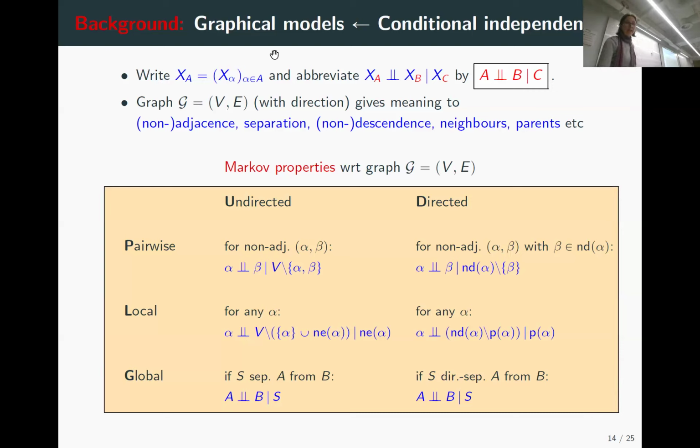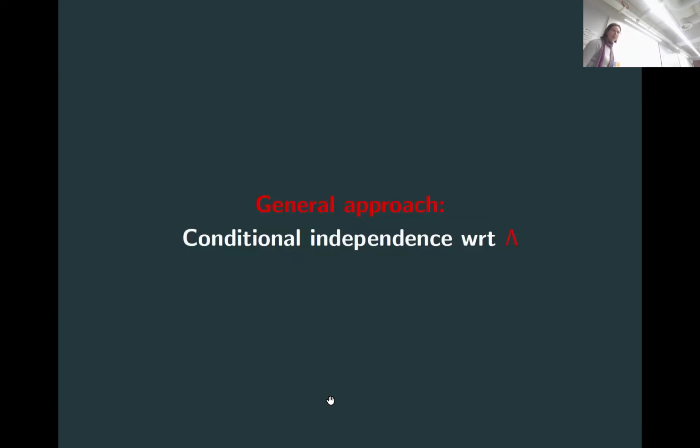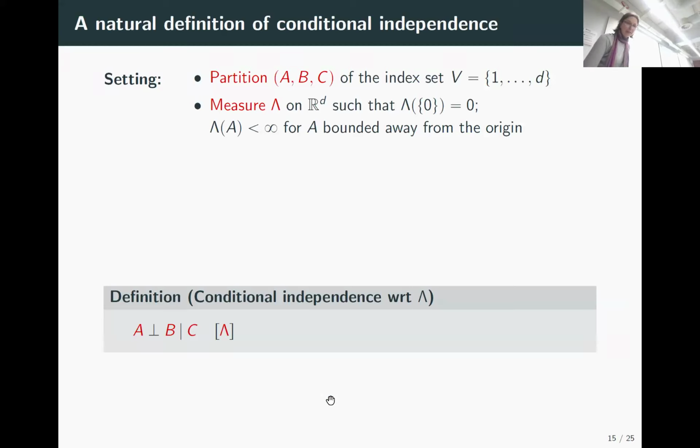Okay, before we can define graphical models, first we need to clarify what conditional independence means for us. We have these measures that explode at the origin, but if we go away from the origin, we're finite. So the most natural idea is, let's do something with test sets. Typically, if we can't define something directly, let's think about what are meaningful test sets. So we have this test set approach: let's say we have a partition of our nodes.